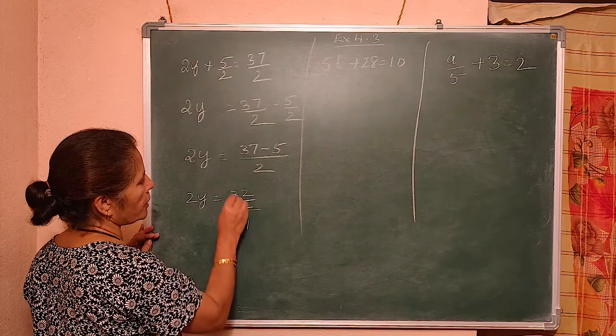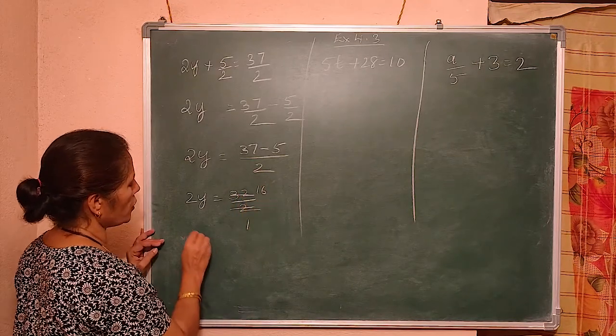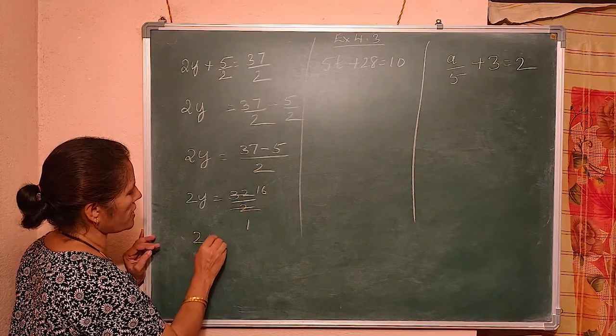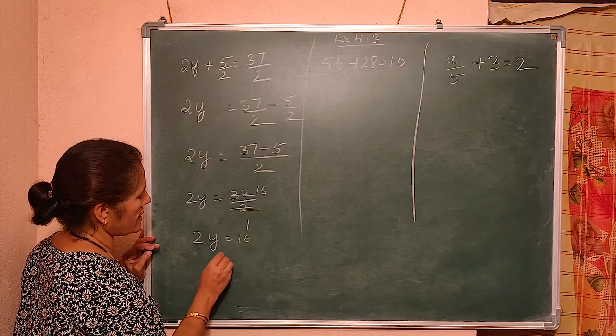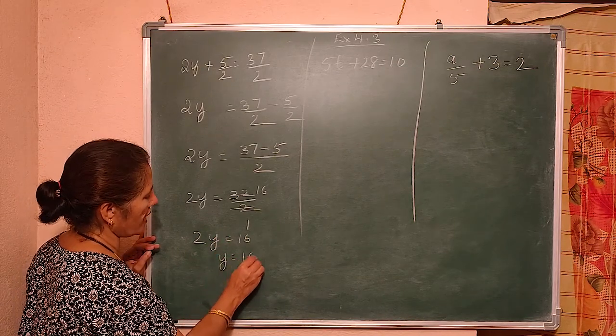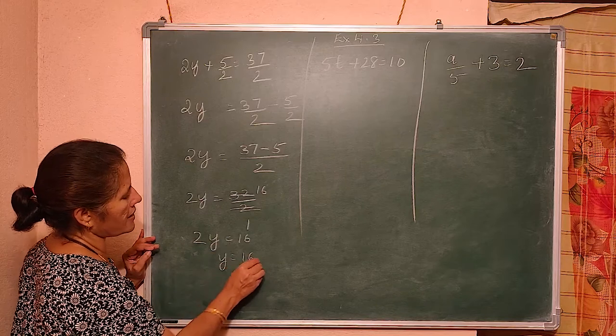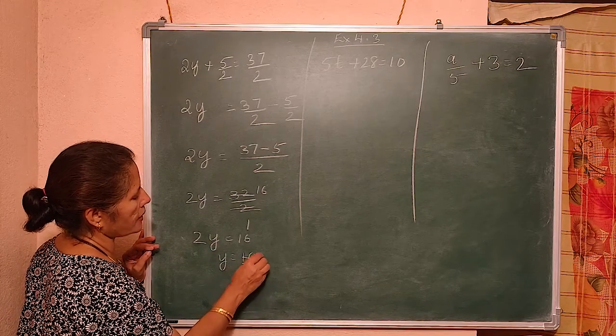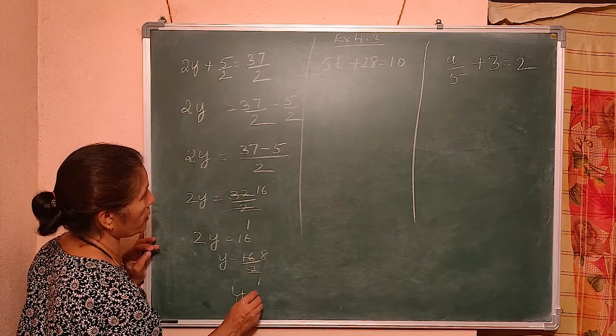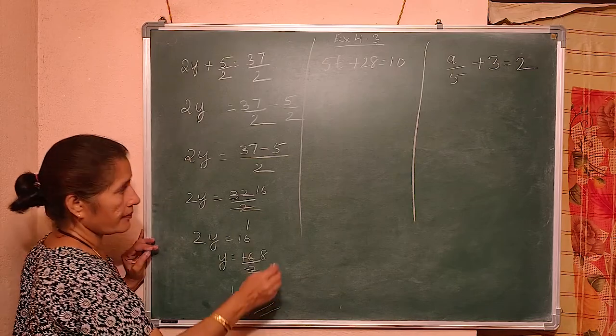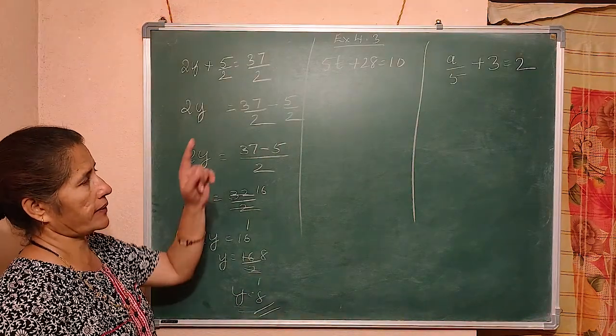2 1s are 2, 16s are. So 2y is equal to 16. Y is equal to 16 divided by 2, 2 1s are 2, 8s are. So y is equal to 8. Now let us do the next one.